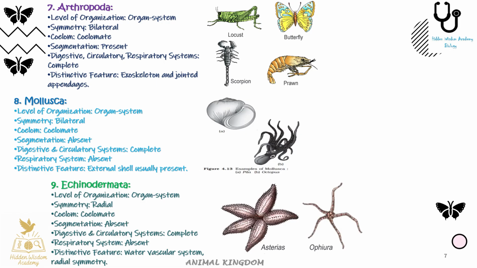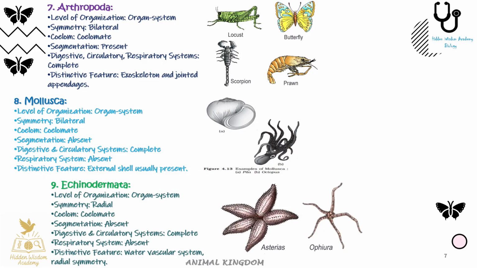Mollusca, the soft-bodied animals, show bilateral symmetry and are coelomate but lack segmentation. They possess a complete digestive system and all other major systems. Typically, they have an external shell as a protective covering.